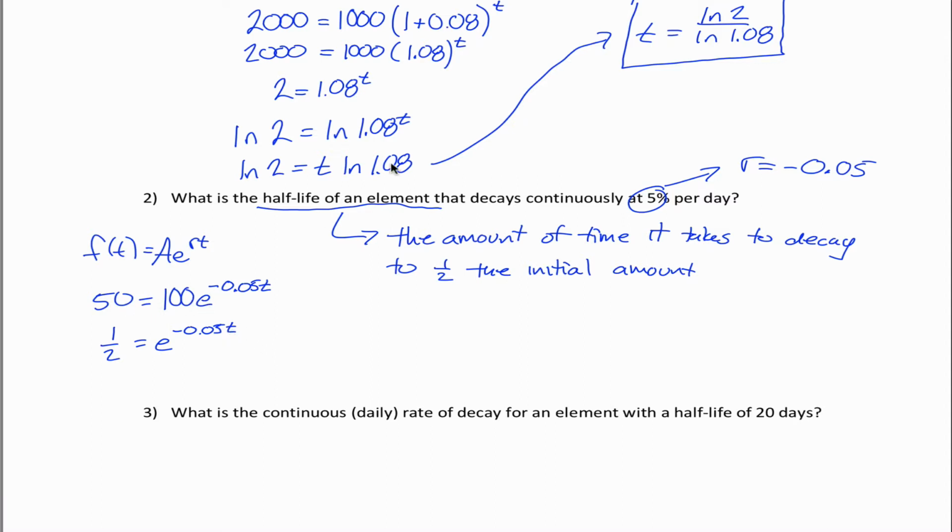Now solve for t. Well, it's easier than up here because my base is e. I can take the natural log of both sides, and I get that the natural log of 1/2 is equal to the natural log of e raised up to the negative 0.05 t.